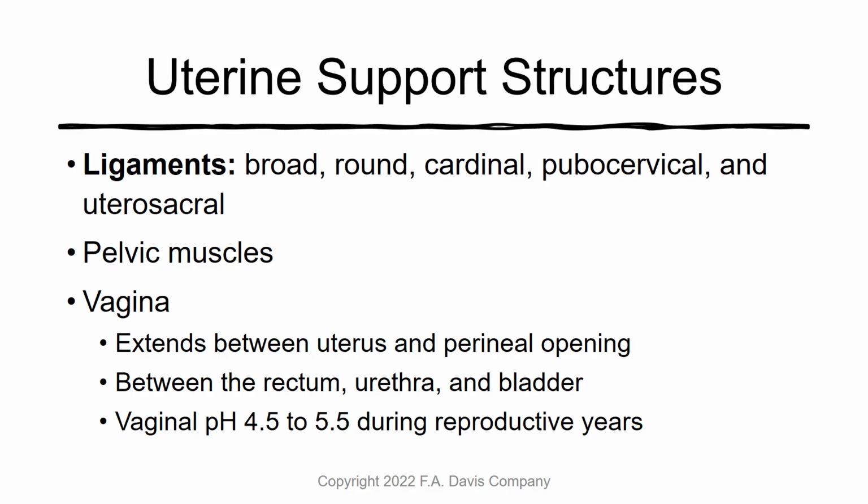So we also want to look at the pH of the vagina. It's typically acidic, 4.5 to 5.5 during reproductive years, and that helps protect the genital tract from any pathogens. So that pH is very acidic, so it can kill any bacteria or anything like that that may be present, that's not supposed to be present.